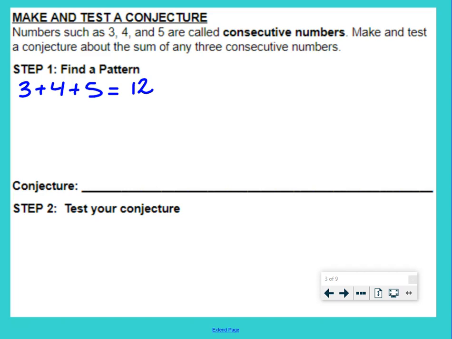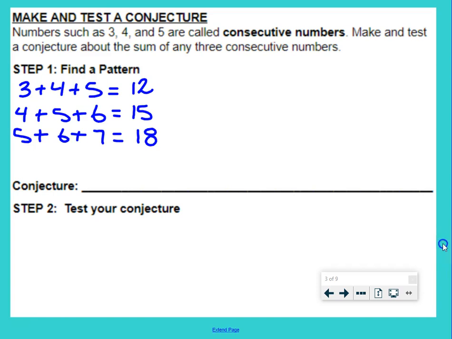Let's just move up one. Let's just do 4 plus 5 plus 6. We get 16. Oh, my apologies, 15. If we keep moving up, we can do 5 plus 6 plus 7, and we get 18. We could keep this pattern going for a while if we wanted. 6 plus 7 plus 8, and we get 21. 7 plus 8 plus 9, we get 24.